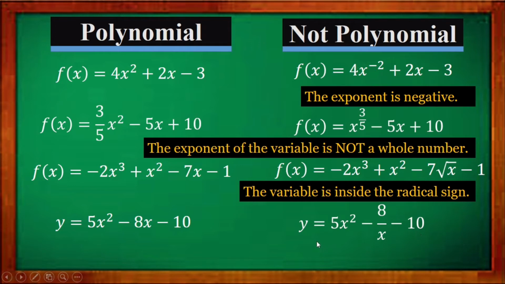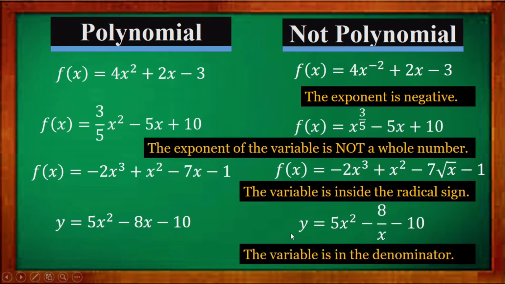So, the reason why this function is not an example of a polynomial function is because the variable is in the denominator. So, kung papansinin natin yung function natin, yung variable na x ay nasa denominator. So, that is why y equals 5x squared minus 8 over x minus 10 is not a polynomial function.